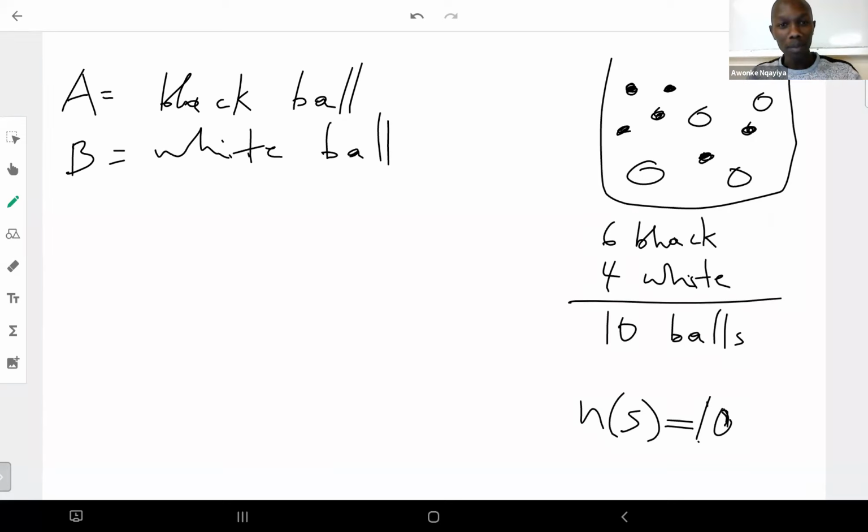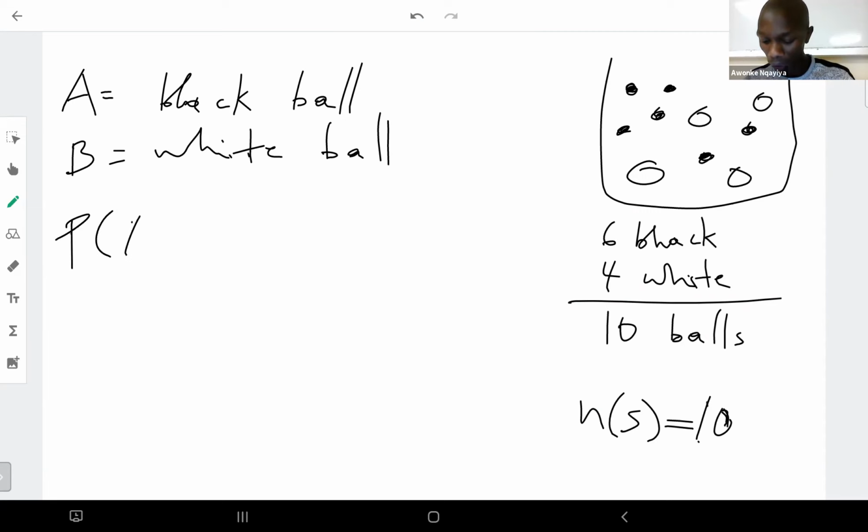Okay, I think I'm mixing these two words up. You take out that one ball. When it turns out to be black, the event that occurred is event A. When that ball turns out to be white, the event that occurred is event B. So that is what we mean by A and B.